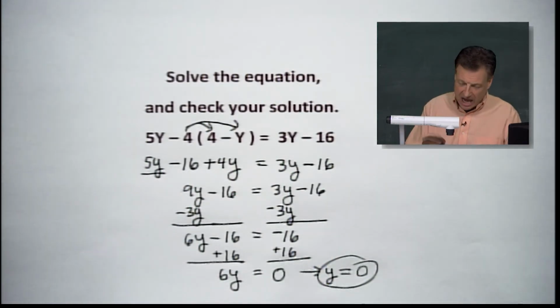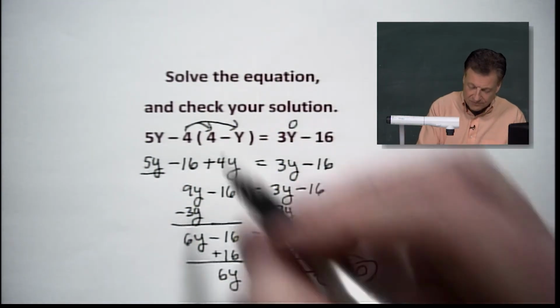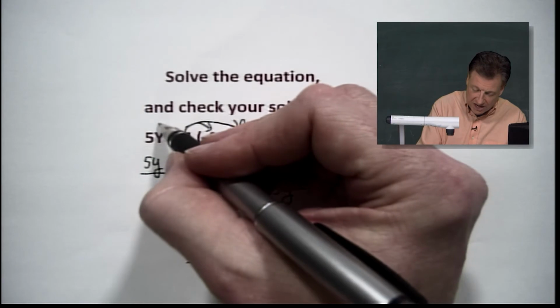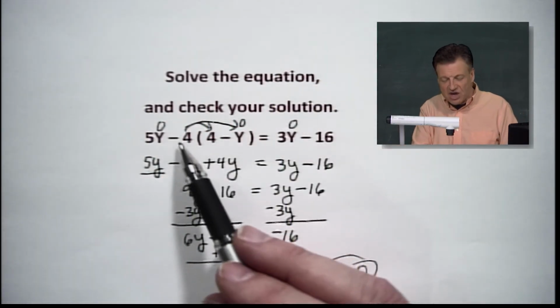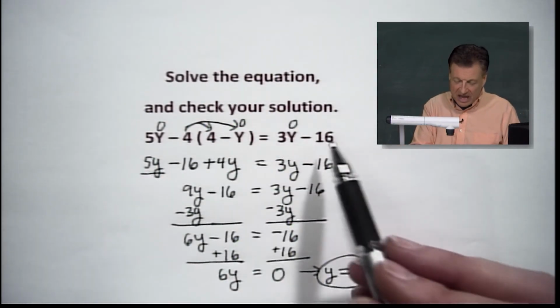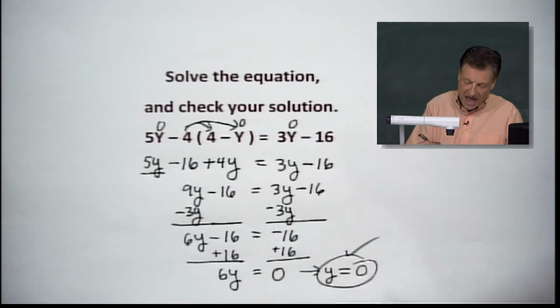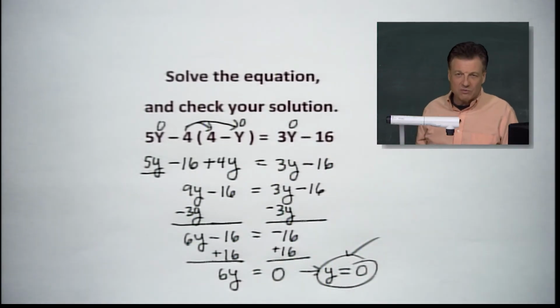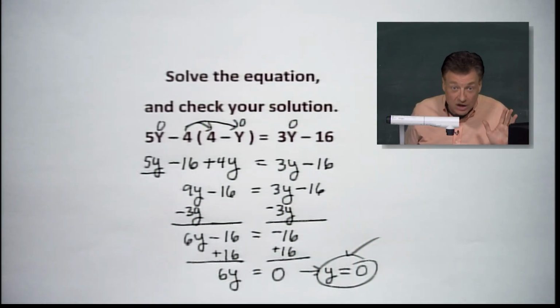Now, it's easy to check. I put a 0 right there. I put a 0 right here and right here. And my friends, everything's gone except a negative 16 and a negative 16. So that checks out easily when we run it mental math there. And yes, 0 is quite a good answer.